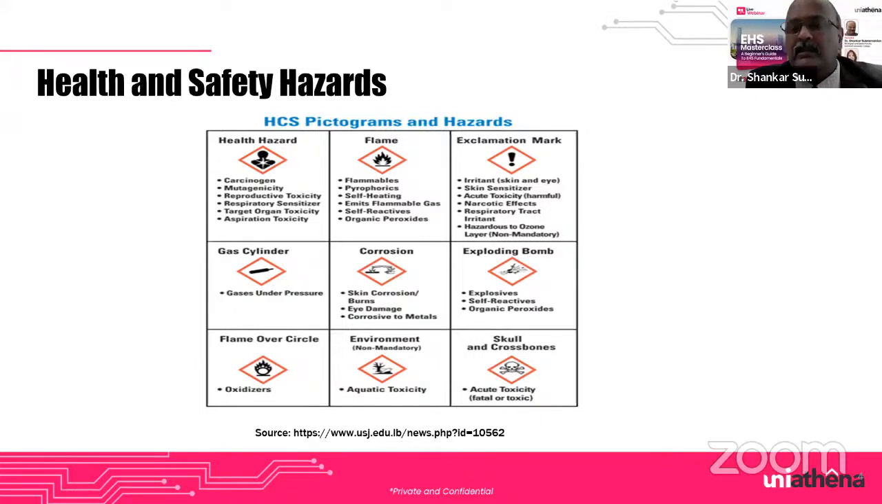Suppose you're working in a chemical factory, for example, or where you're storing chemicals. So obviously the hazards are much more and different from a place where, let's say, you are in an air-conditioned office. So there the hazards and the risk are totally different. Okay, so we'll see some of these as we go.